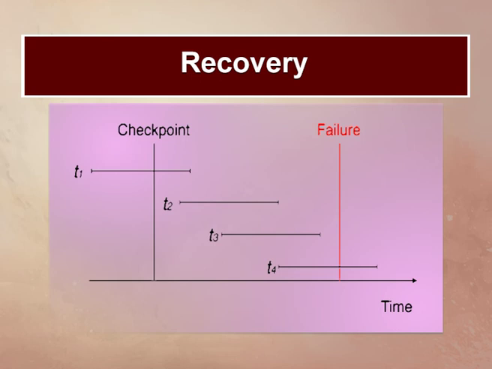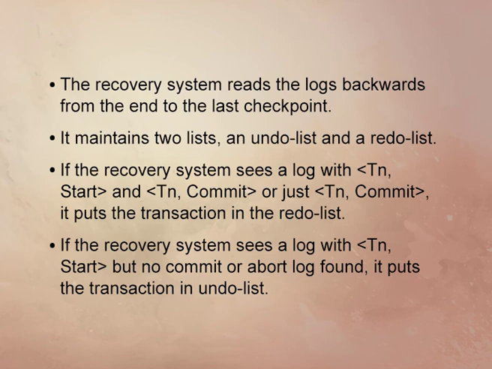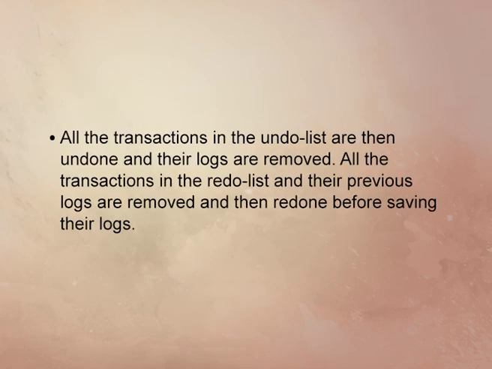At each and every interval a checkpoint is maintained, and then undo and redo lists are maintained. For the undo list, if the recovery system sees a log but no commit or abort log is found, it puts the transaction into the undo list, or else it puts it into the redo list. All transactions in the undo list are then undone because the transaction hasn't completed, though the system crashed meanwhile. The complete undo list is undone. So nothing is done, or else it is undone to that extent. And in the redo list, whatever is recorded and their previous logs are removed and then redone once again before saving the logs.